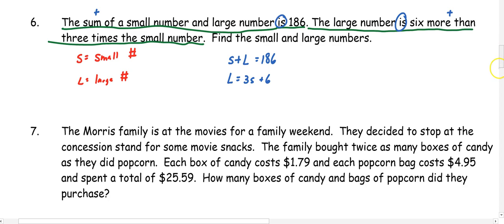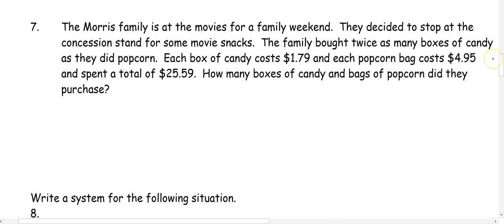Let's look at one more problem. So number 7, the Morris family is at the movies for a family weekend. They decide to stop at the concession stand for some movie snacks. The family bought twice as many boxes of candy as they did popcorn. Each box of candy costs $1.79, and each popcorn bag costs $4.95, and they spent a total of $25.59. How many boxes of candy and popcorn did they purchase?